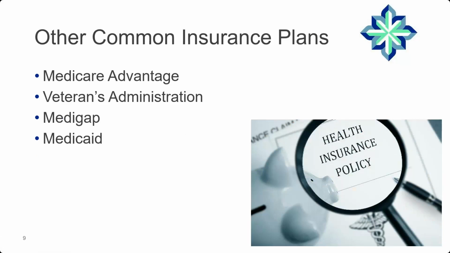Now, here are some other plans that you will likely come across. Let's take a look at these in a little more detail. You may hear Medicare Advantage plans referred to as Part C. These plans are offered by private insurance companies. They usually bundle both Medicare Part A and Part B. A lot of times they're going to throw in prescription drug coverage called Medicare Part D, and sometimes they'll have extra benefits like dental or vision coverage.